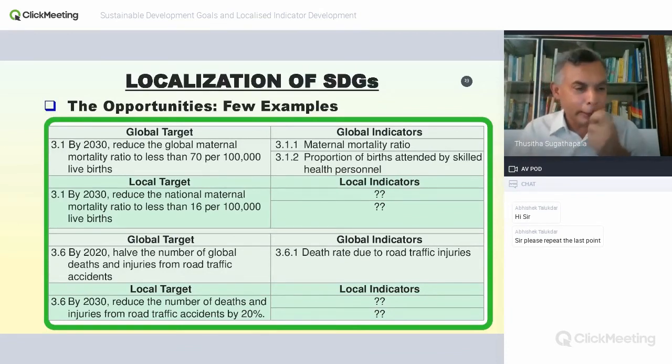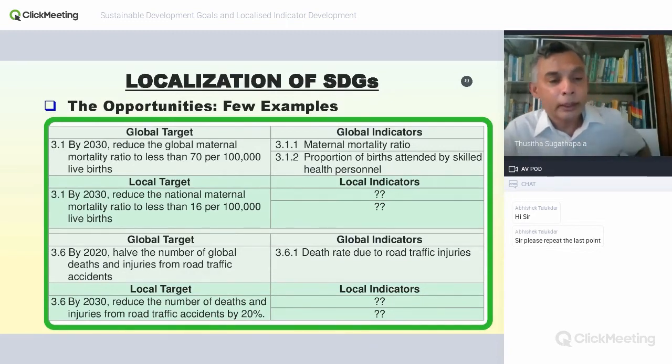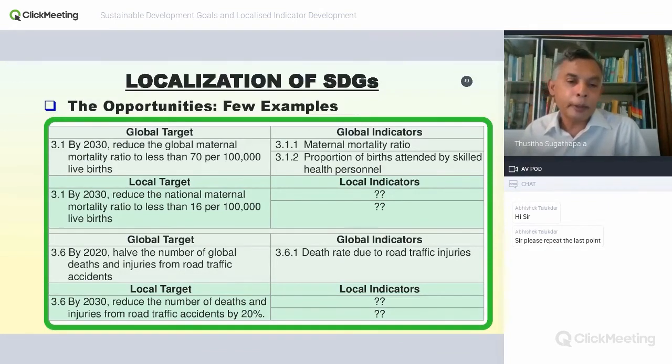So I'm taking another one, which is kind of the opposite. Now here, 3.6, the global target says that by 2020, the number of global deaths and injuries from road traffic accidents has to be halved, by 50%. Now this was written in 2015 and implemented in 2016. So within those four years, the target was by this year to halve it.